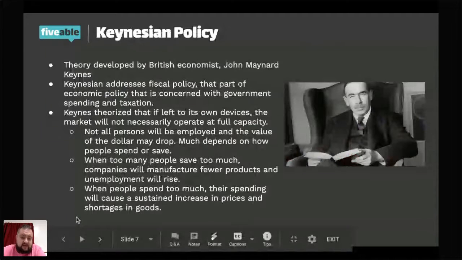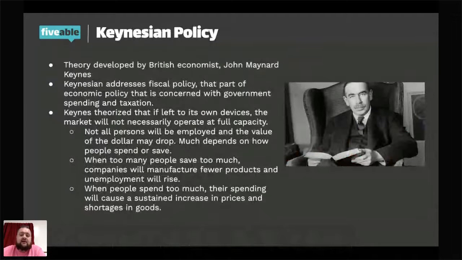So that's John Maynard Keynes that you're seeing there on the side of the screen. He's that English economist who really developed this theory, okay? So Keynesian addressed fiscal policy, okay, on spending and taxing, okay? And he really felt that in times when, going back to that business cycle, you're going into a recession or, worse yet, a depression, you need to utilize this theory named after him, okay?